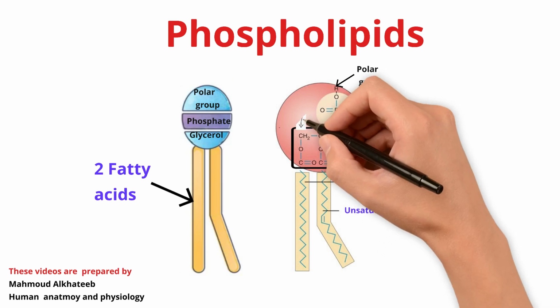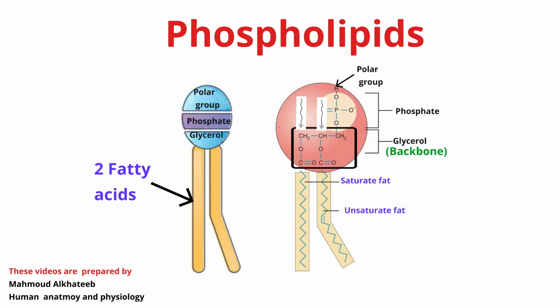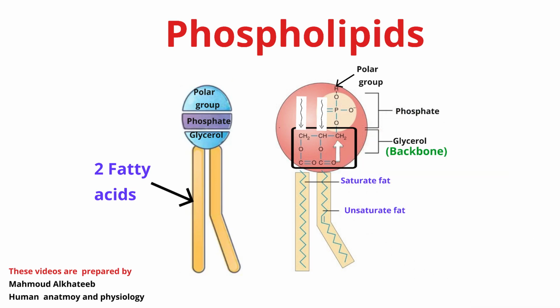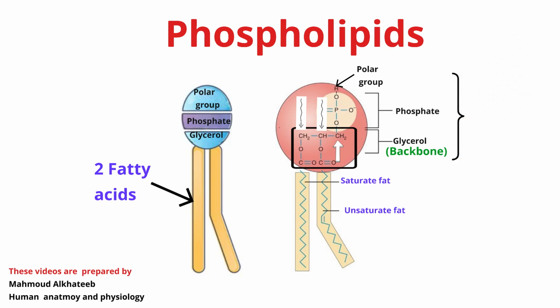As shown here, these fatty acids are attached to the first and second carbons of the glycerol group. Meanwhile, the phosphate group attaches to the third carbon of the glycerol backbone, and attaches various polar head groups. The phosphate group, glycerol, and polar group form the polar head of the phospholipid, which loves water and is said to be hydrophilic.